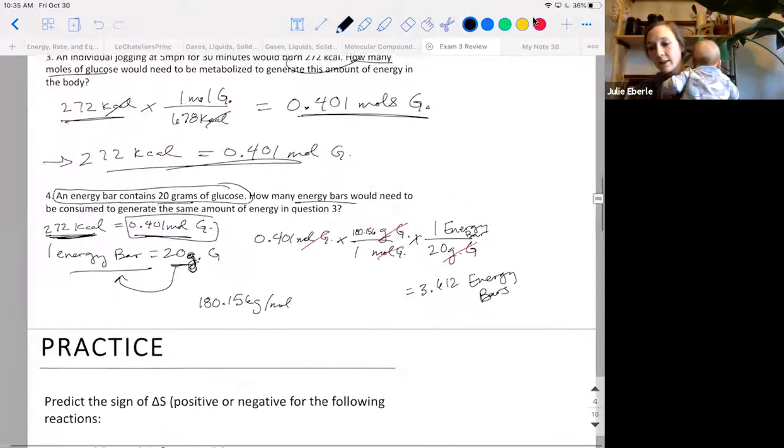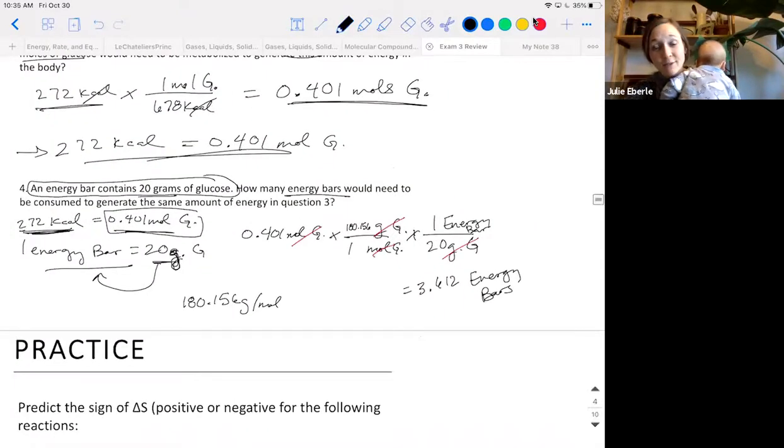Any questions on how we did that? That was kind of a unique problem. It was a different style word problem, but you can see we did the same kind of stuff to answer it that we've been doing all of chapter 6 and chapter 7.